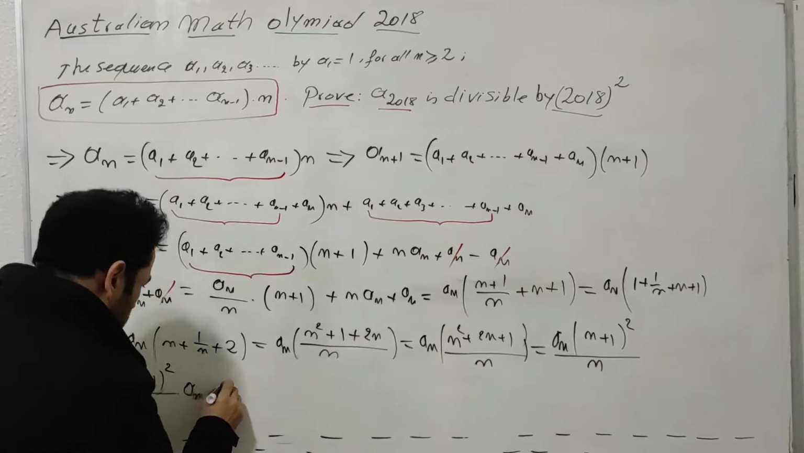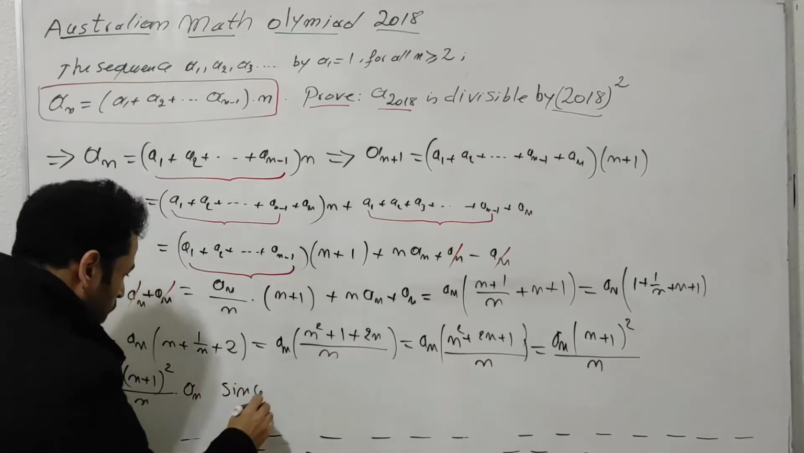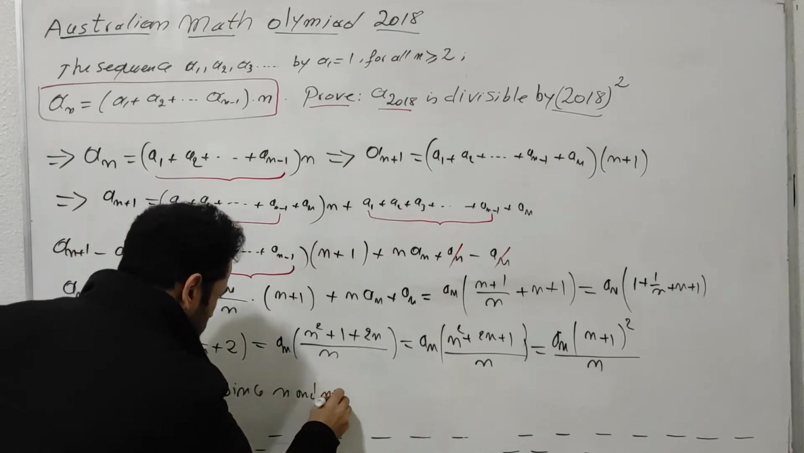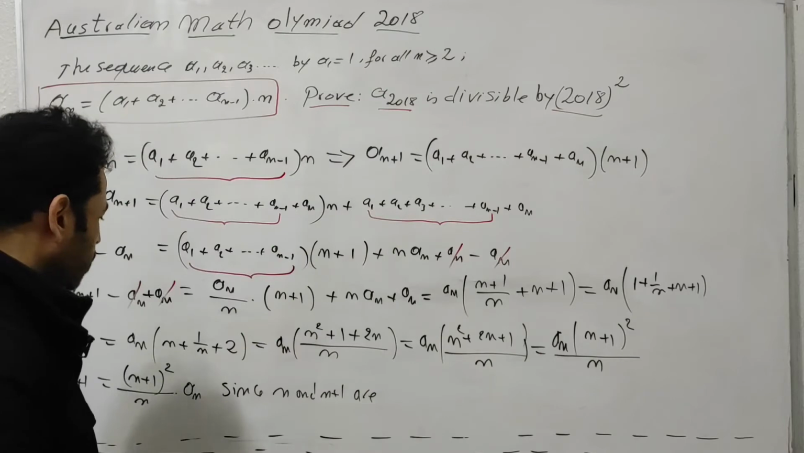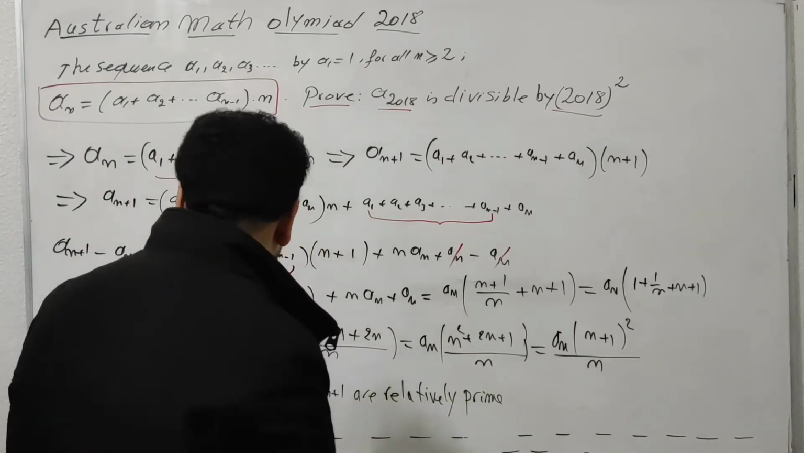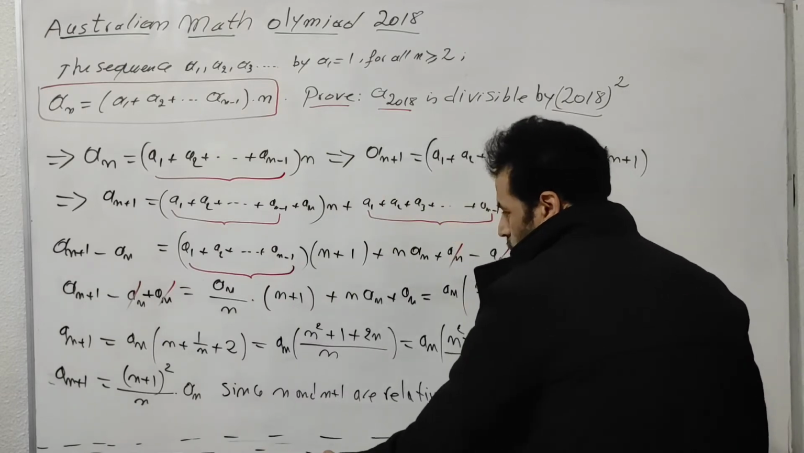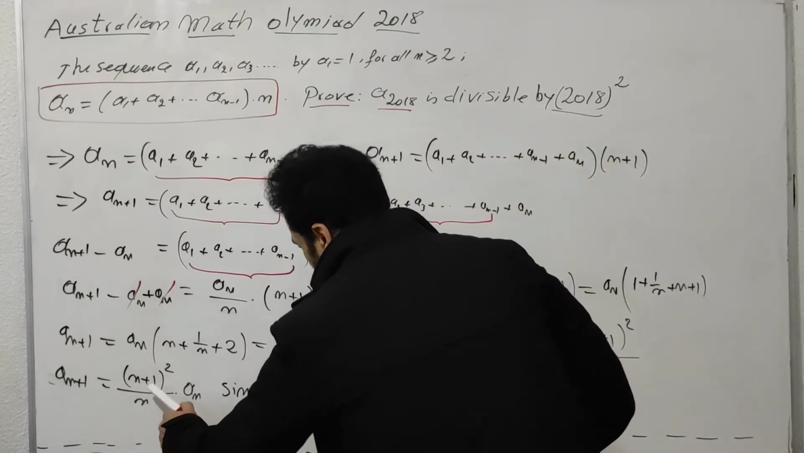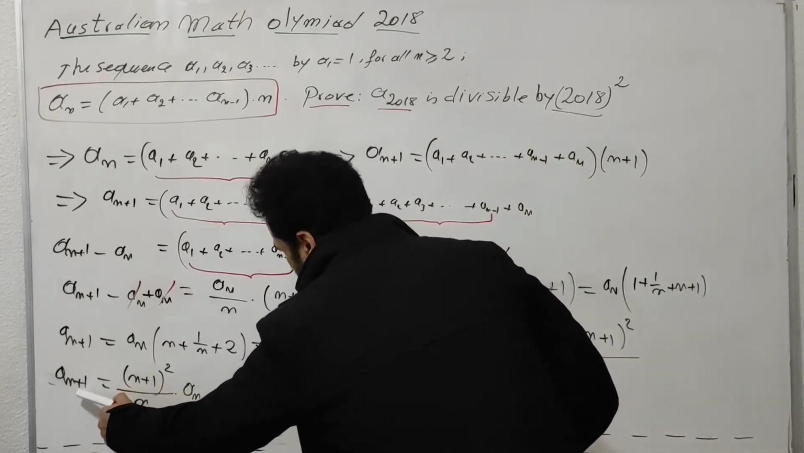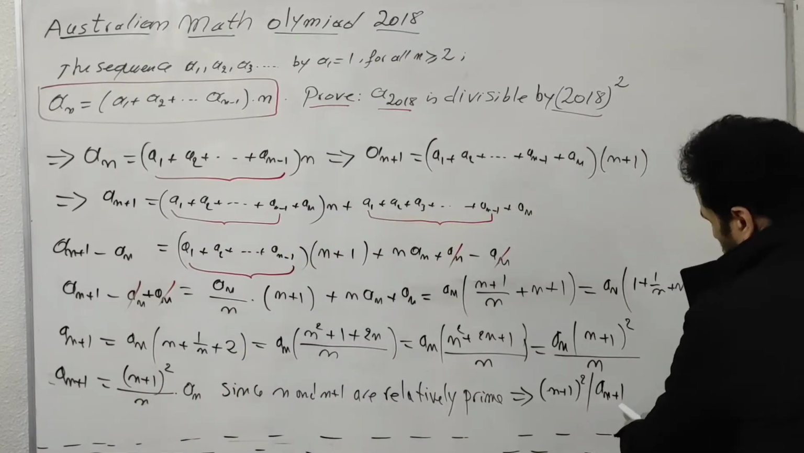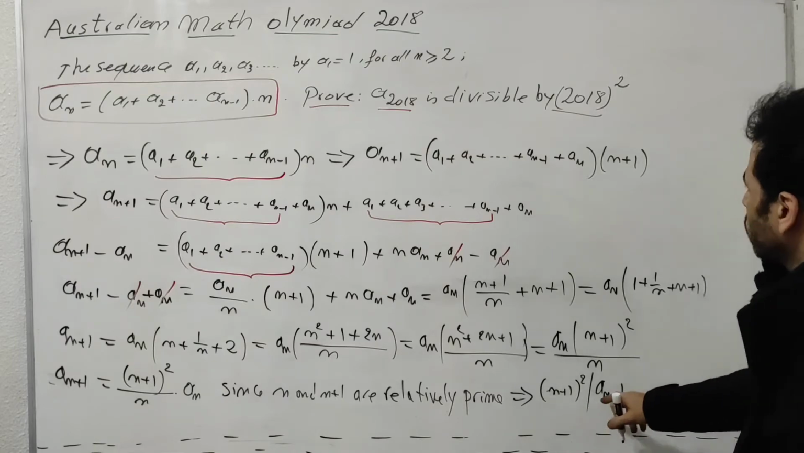Okay. Since n and n+1 are relatively prime, that means n does not divide n+1. In other words, that means (n+1)² divides e sub n+1. Okay. In other words, e sub n+1 is divisible by (n+1)².